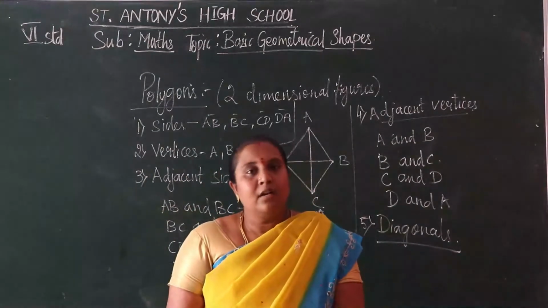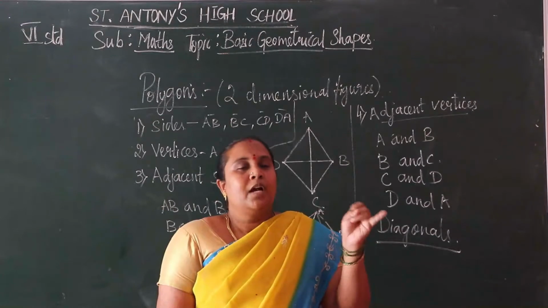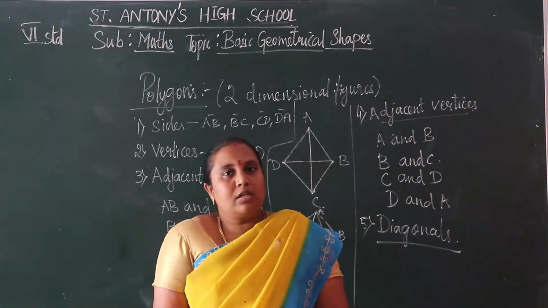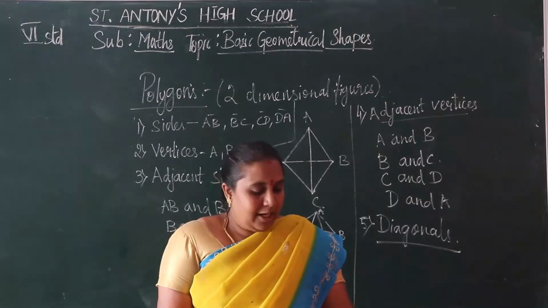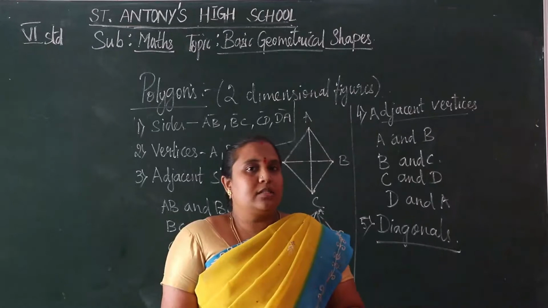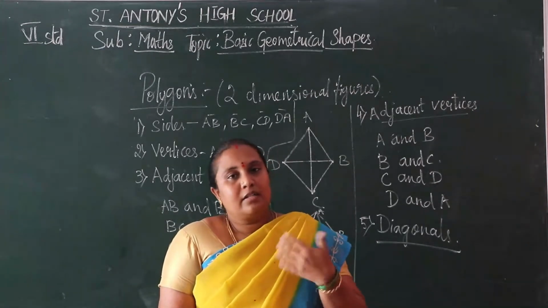Okay, these are the things given in your textbook. We saw curves, the types of curves, and the parts of a closed curve also. And then polygons. Exercise 4.2 is given in your textbook based on these concepts. Okay, try it yourself.